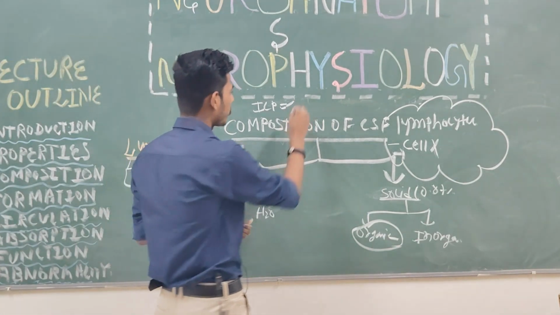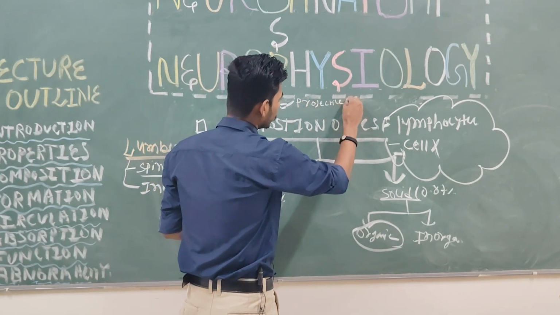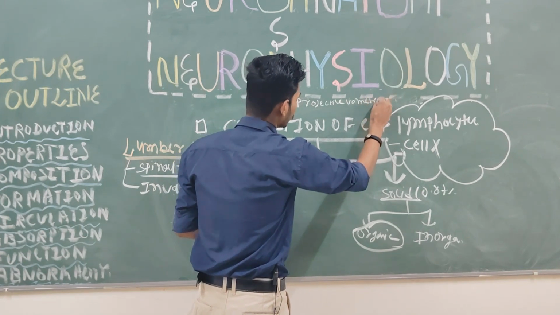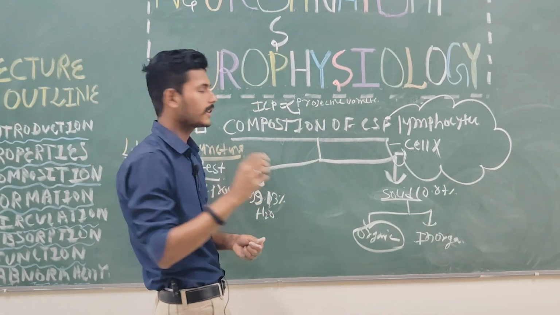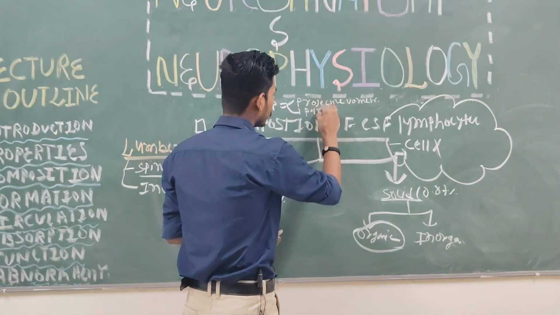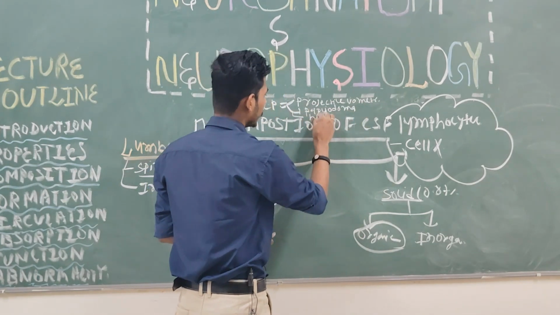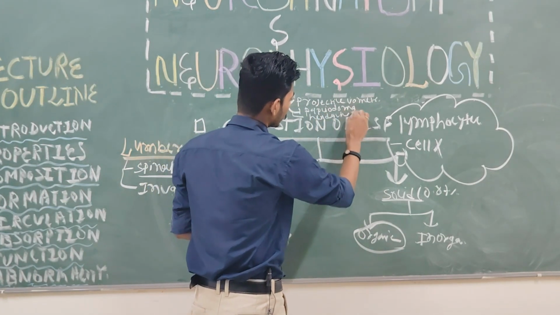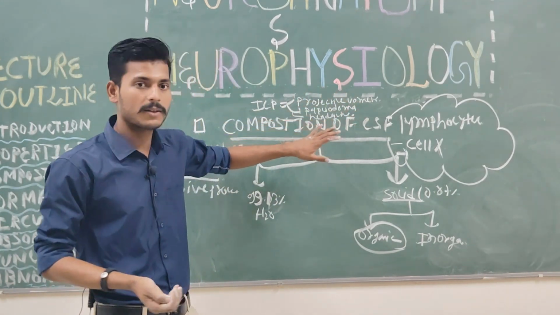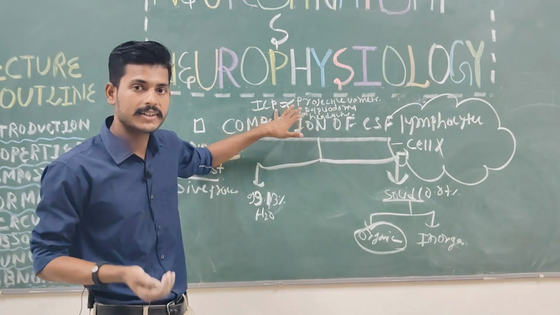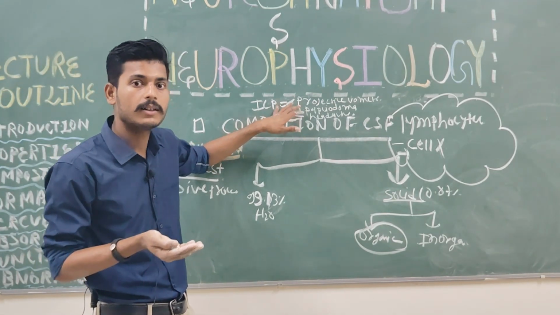Yeah, write it down. Projectile vomiting. I will tell you what is meant by projectile vomiting. Another is papilledema, and you can see headache. These are the three things by which we can understand that the patient's intracranial pressure is already raised. We are not allowed to perform the lumbar puncture.